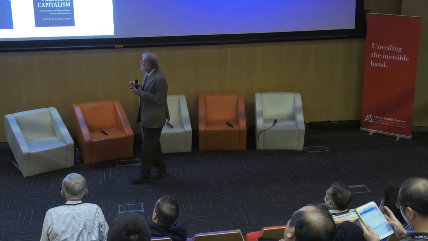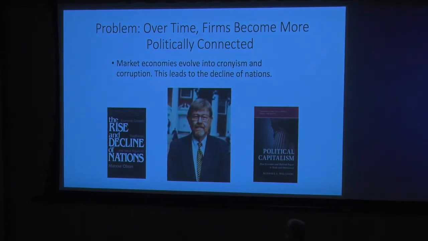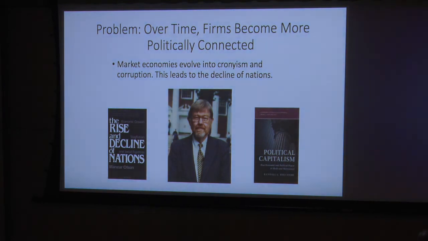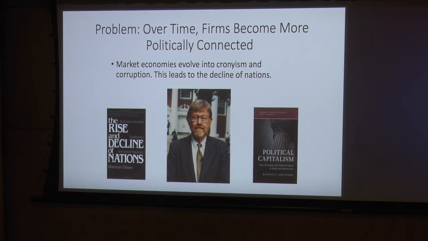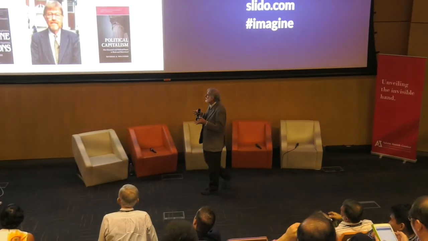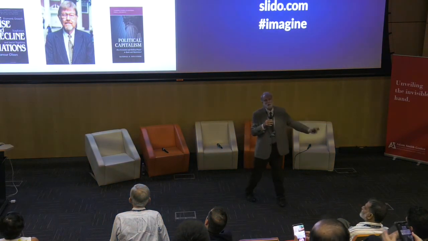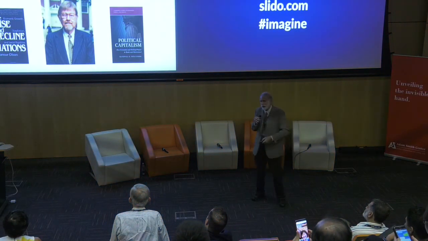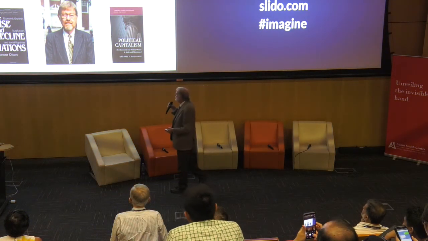But over time, firms tend to become more politically connected, and this leads to what Mancur Olson called the decline of nations. This is Mancur Olson in the center in his book, The Rise and Decline of Nations. And the decline of nations, the way Olson saw it, over time, firms tend to become more and more connected. Special interests tend to become better connected. Increasingly, firms look toward government protection rather than satisfying consumers, and that's what leads to the decline of nations, according to Mancur Olson.